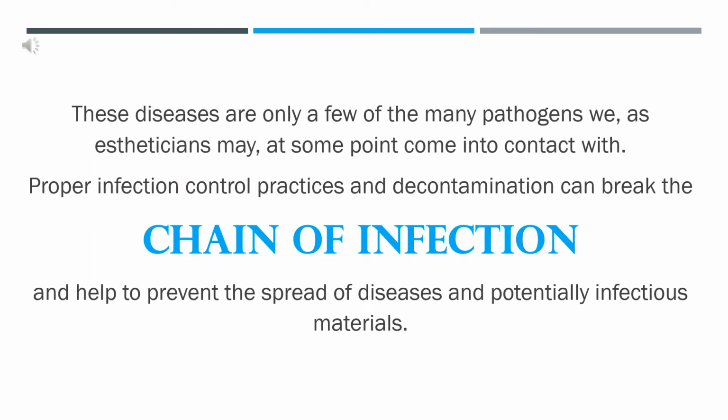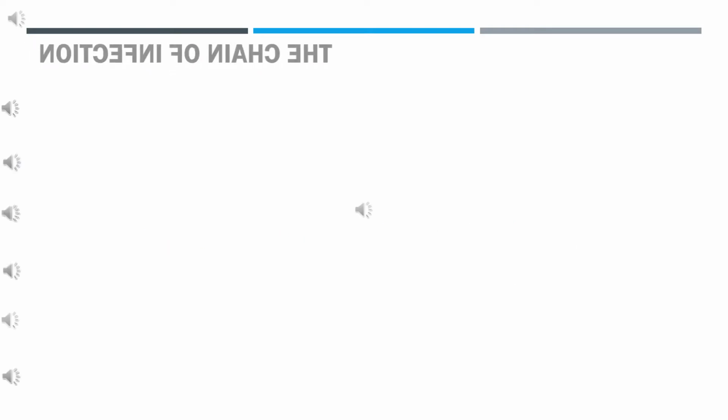These diseases are only a few of the many pathogens we as estheticians may at some point come into contact with. Proper infection control practices and decontamination can break the chain of infection and help to prevent the spread of diseases and potentially infectious materials. The chain of infection includes 6 links. In order for an infection to occur, all 6 links must be present. The chain of infection is as follows.